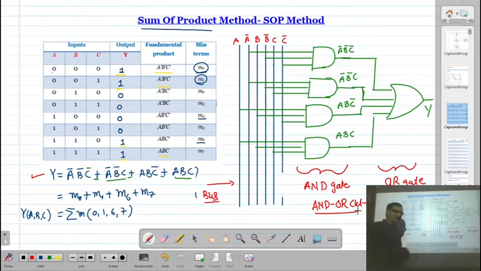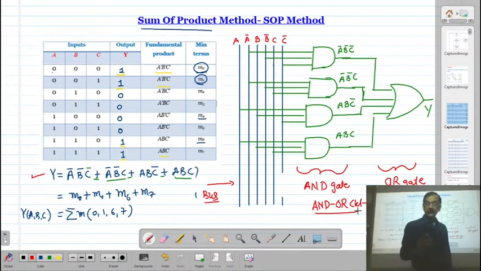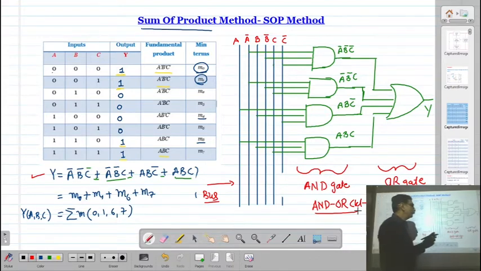Now here, if you see the practical problem, in the final stage we have a 4-input OR gate. But practically, in the market, a 4-input OR gate is not available, so you cannot implement the circuit. Correct? So we can use a universal gate. What are the universal gates? They are the NAND gate and the NOR gate. So the same circuit we can implement with the help of universal gates.